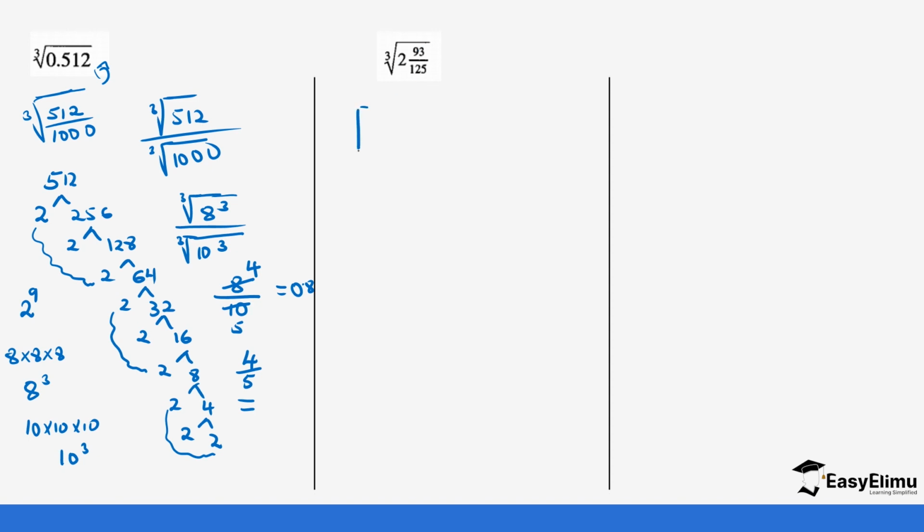So this becomes the cube root of 343 over 125. So we are going to separate the numerator and the denominator. So this becomes the cube root of 343 divided by the cube root of 125. So let's get the factors of 343.